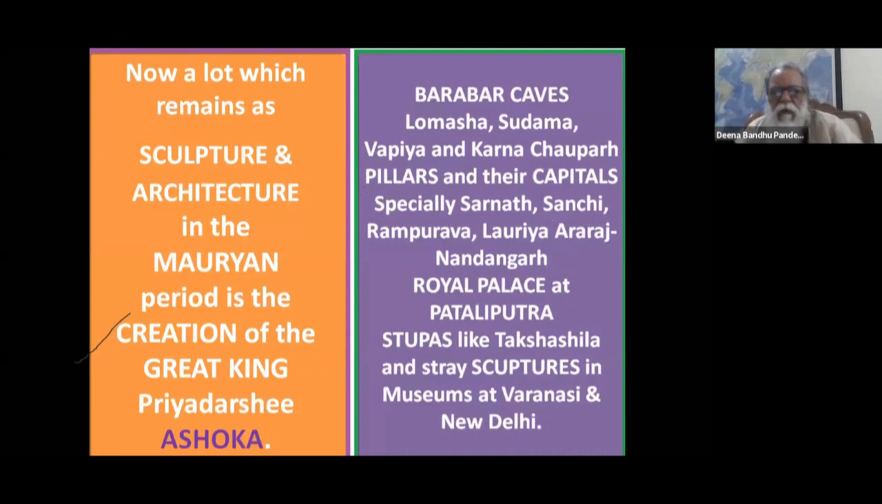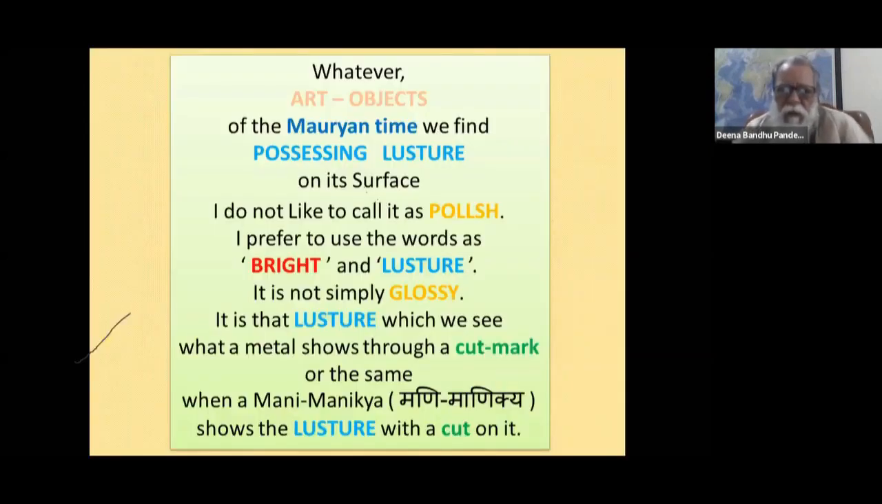It's called? Whatever is the Mauryan, whatever it is, what object, it possesses luster.